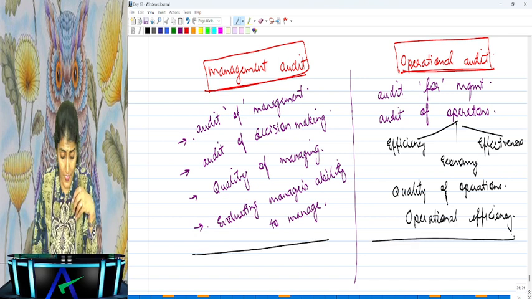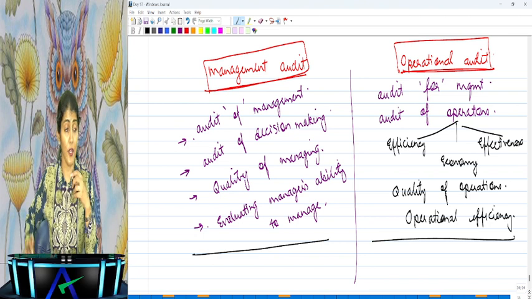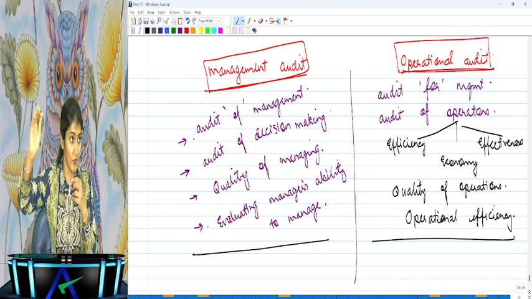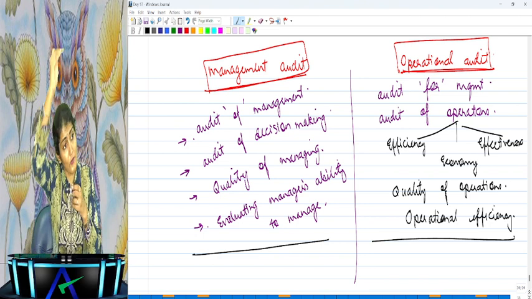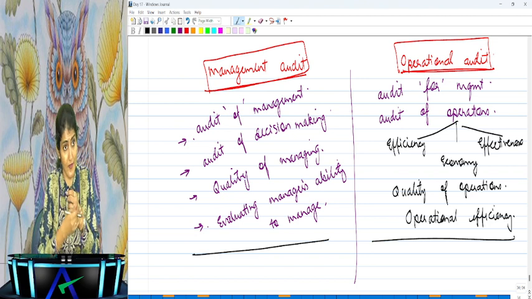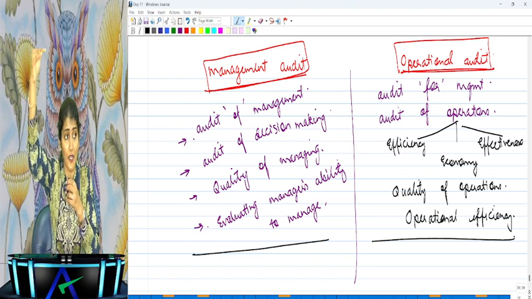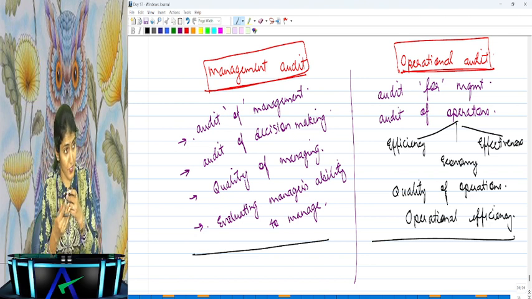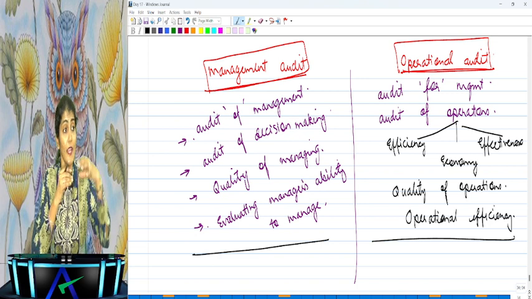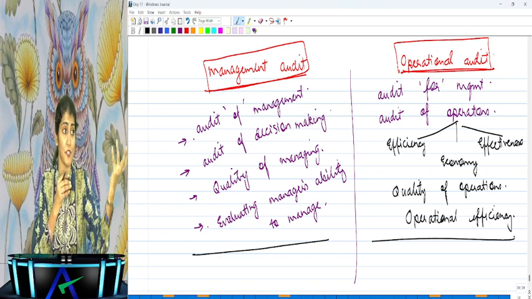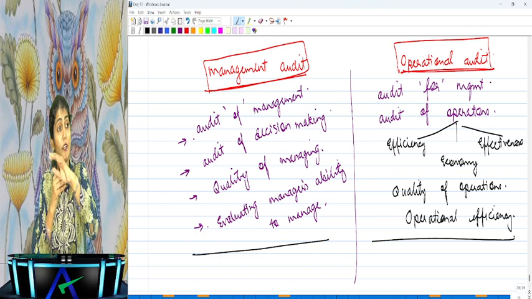Don't go by the name. Okay, management audit means I'm doing audit of top management. No. A management audit is also conducted across the organization. Operational audit is also conducted across the organization. Only what is the difference? In management audit, I audit decision making. In operational audit, I audit the operation.